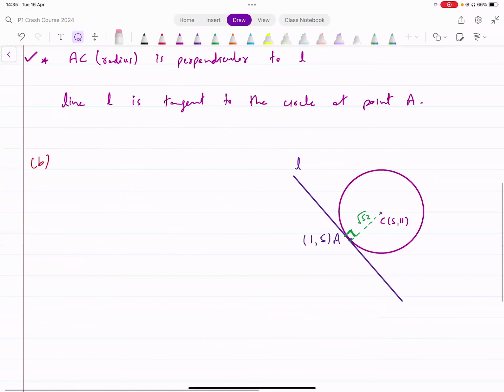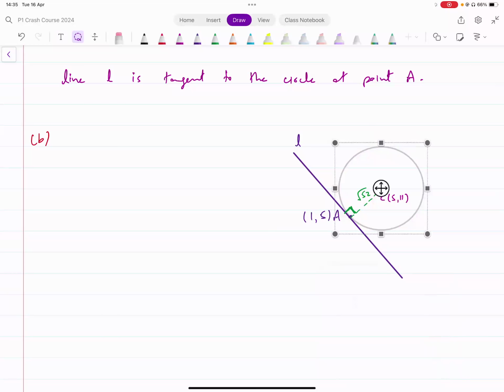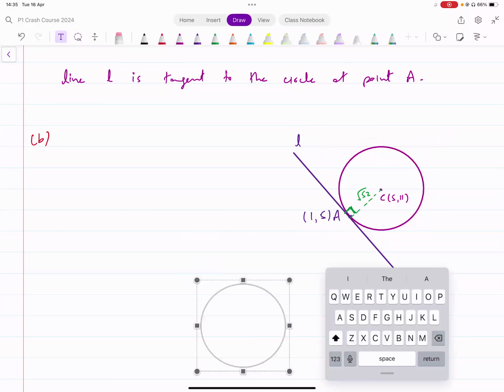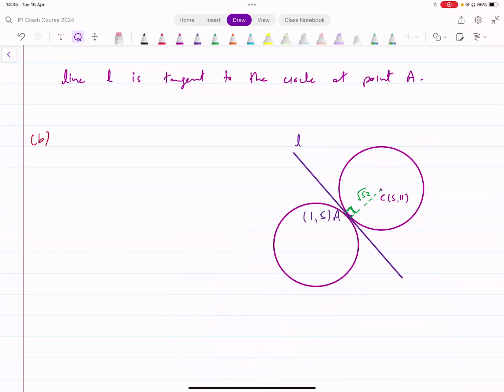Okay. Now, how can we do that? Let's make another circle of the same size. So this is another circle of exactly the same size. This has to be tangent to that line L as well at the same point A. So this is roughly what it's going to look like. Now, how do you write down the equation of the second circle?